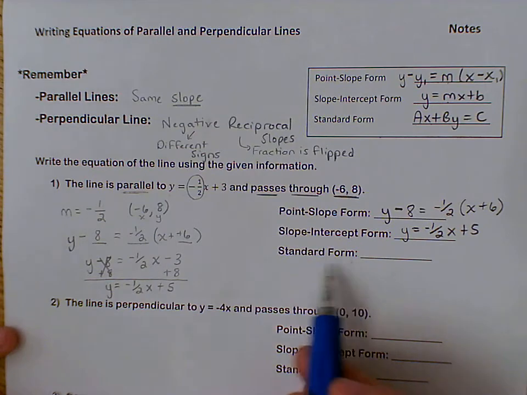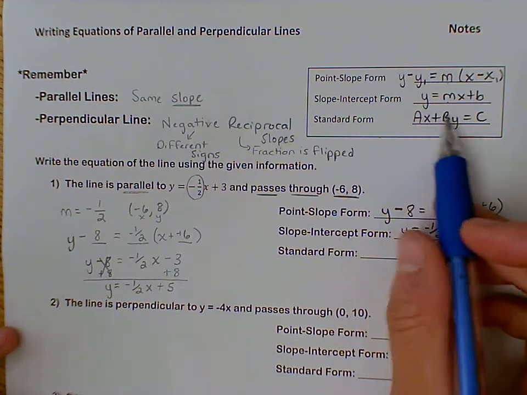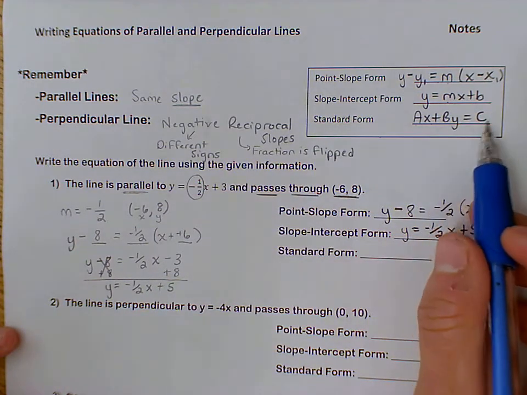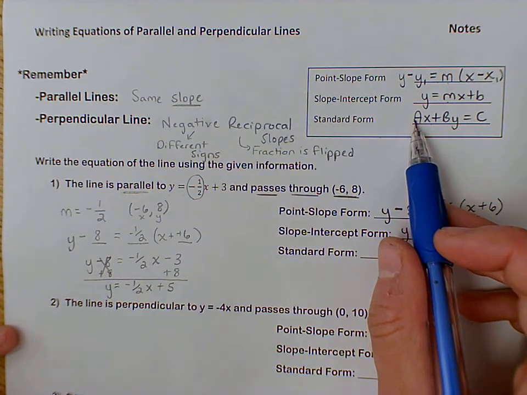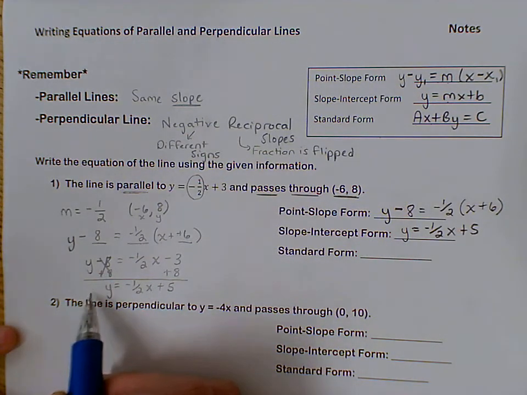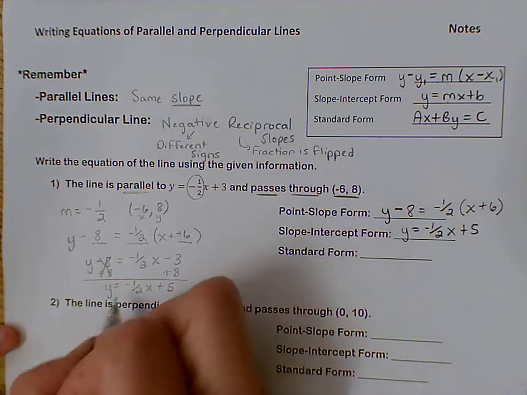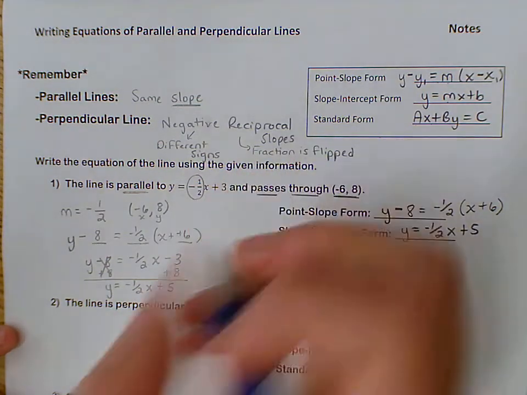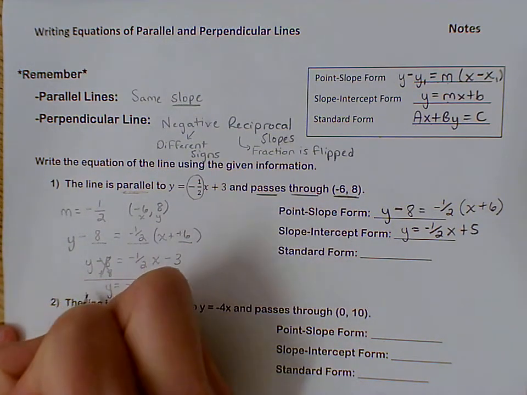Then if they asked you to put it in standard form, remember, standard form, you've got to get your x's and your y's on one side, and then you've got to get your constants on the other. And then if you have a fraction for the a, you're going to try to get that to where it's not a fraction and you want it to be positive. So let's start by getting our x's and y's to the other side. So I'd have to get this -1/2 x to the other side. So to do that, I'd have to add 1/2 x. So I'll add 1/2 x to both sides.